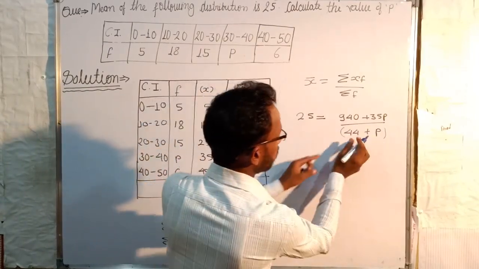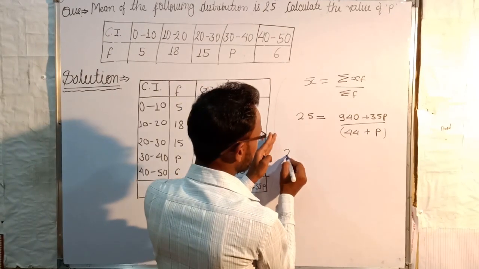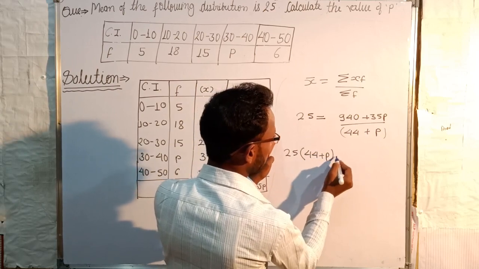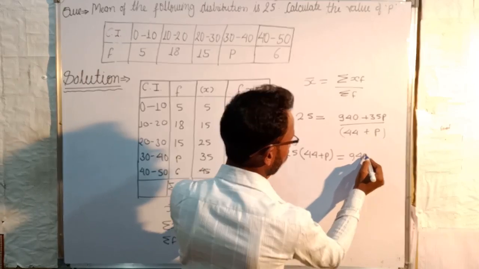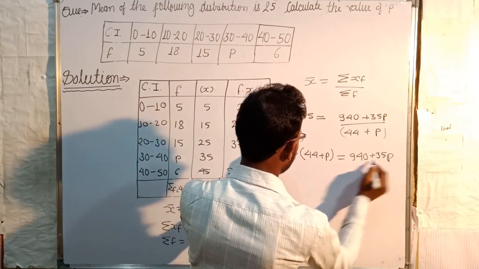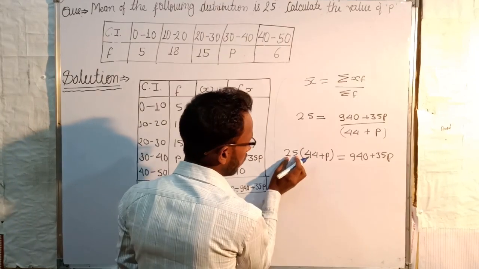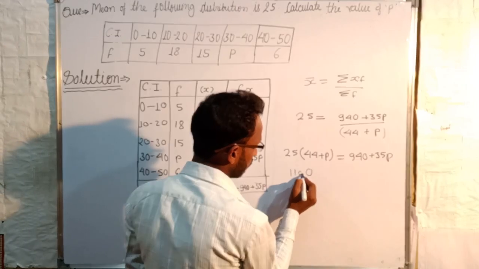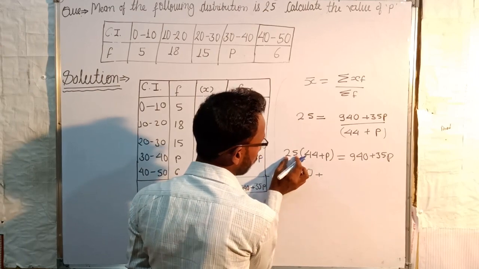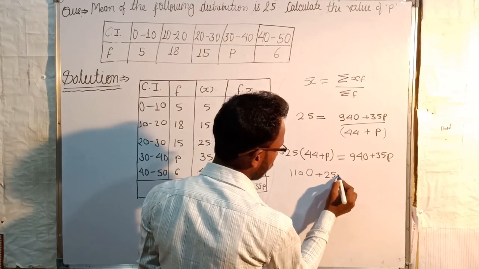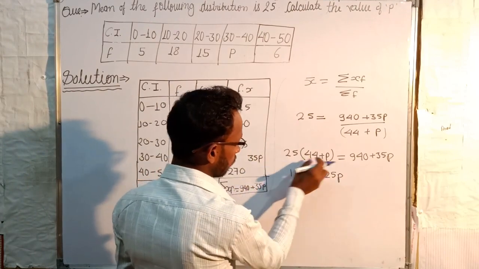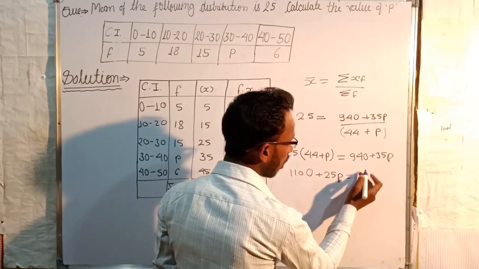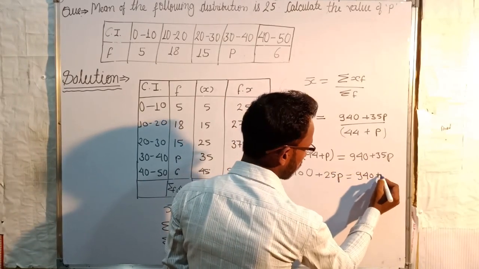Now transfer the 44 plus p to the left-hand side. This becomes 25 multiplied by 44 plus p is equal to 940 plus 35p. Now multiply 25 by 44: 25 times 4 is 100, and 25 times 40 is 1000, so it becomes 1100, plus multiplying 25 by p, which becomes 25p. Recheck: it is clear, 1100. On the right we have 940 plus 35p.